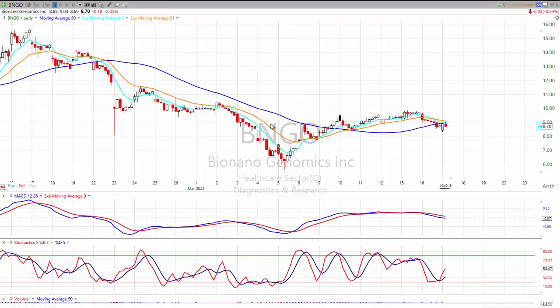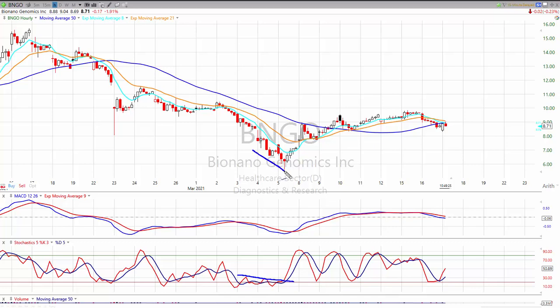Okay, so here is BNGO. It had rallied up a bunch, and again, this is the hourly time frame. It had rallied up a bunch and then it had pulled back, and this is what I saw playing out. So first we have a breakout on the stochastics. We have MACD here, we have the stochastic down here. So we have a breakout with the stochastic, with a declining price.